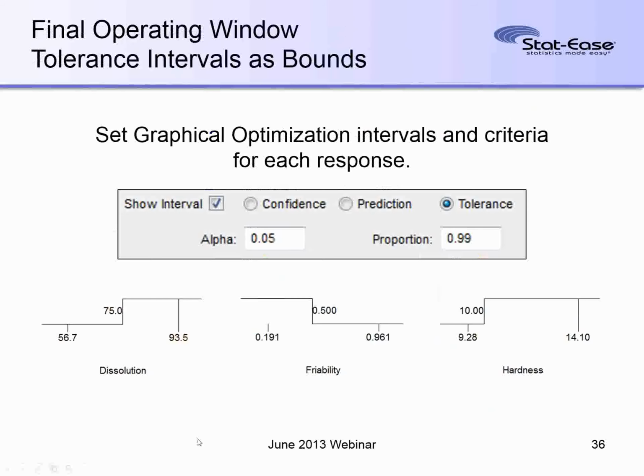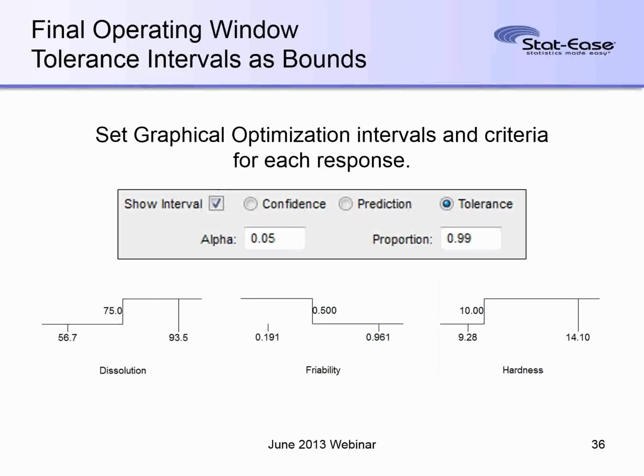And one of the things we've added in version 8, and we're going to continue on for version 9, is the ability to add intervals to the graphical optimization. This has been our biggest feature for supporting quality by design. You set your goals for each factor, of course, and then add the interval estimates to it. And of course, when you're doing fractional design space, we recommend the tolerance interval.